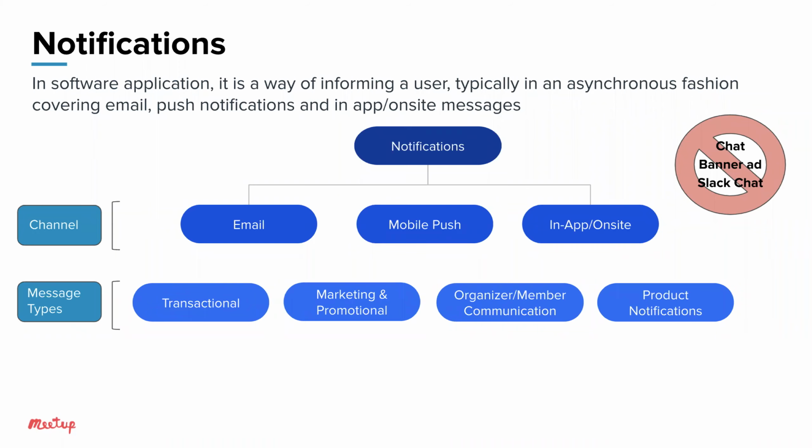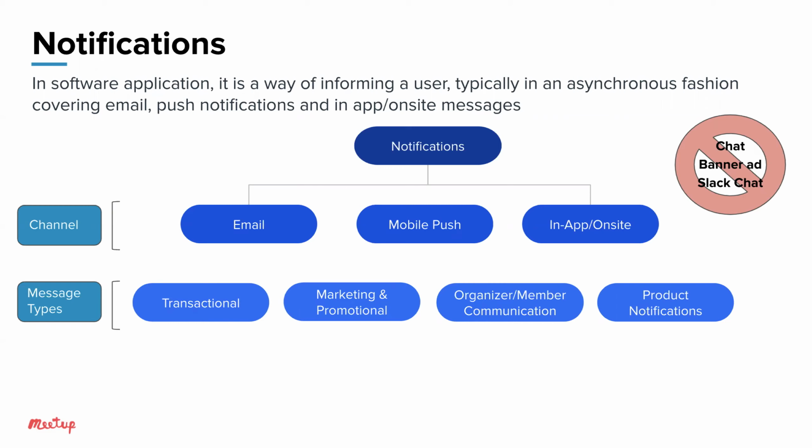To start off, what are notifications? So, in a software application, it's a way of informing a user, typically in an asynchronous fashion. At Meetup, our notifications cross various channels. They include email, push notifications, and in-app, on-site messages as well.